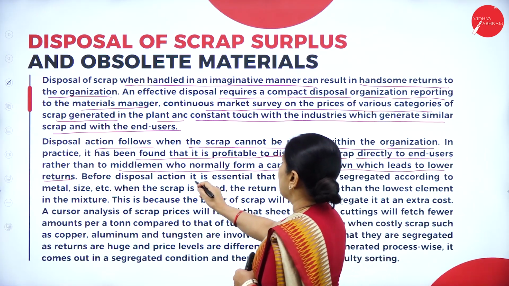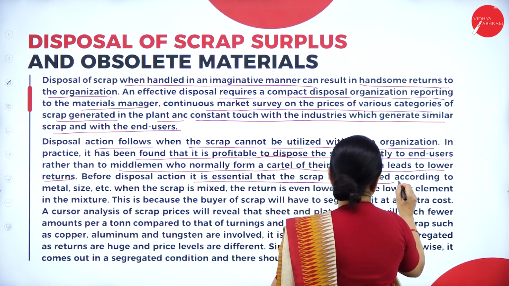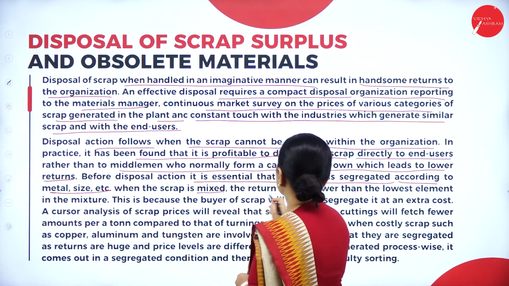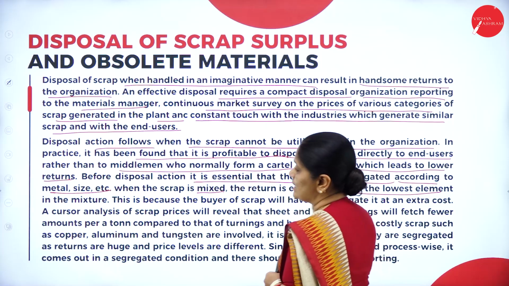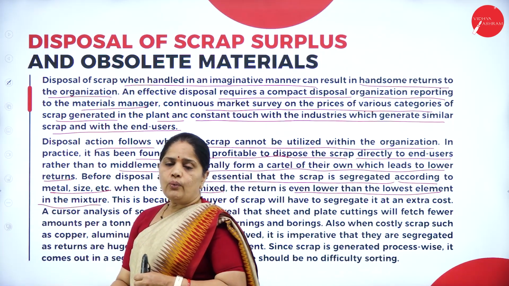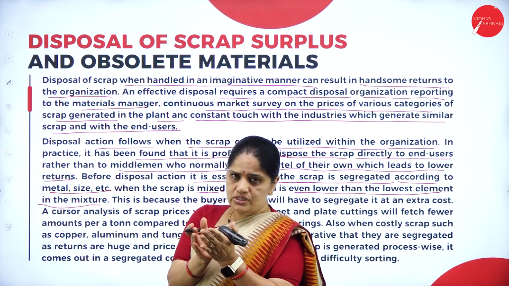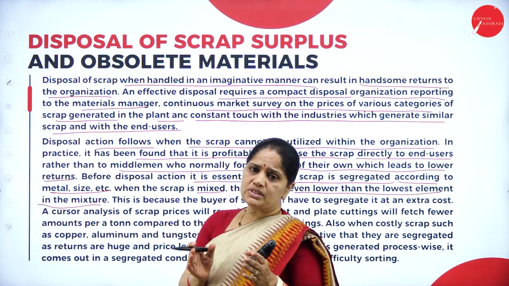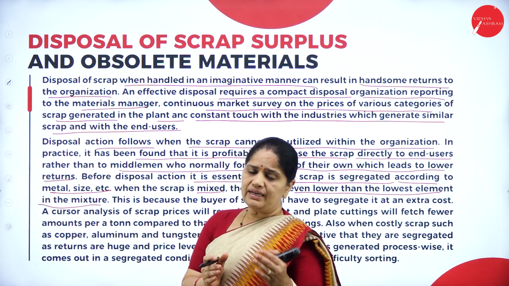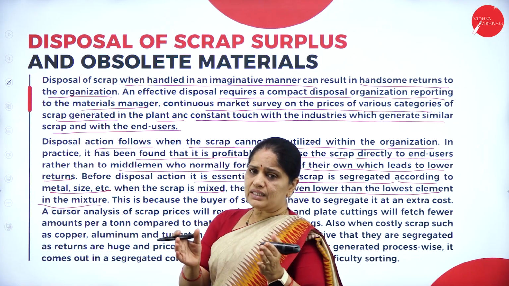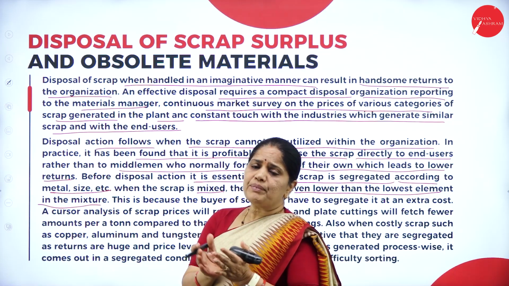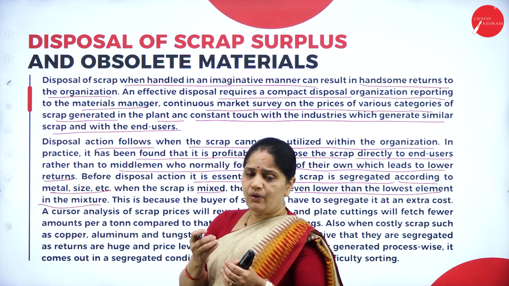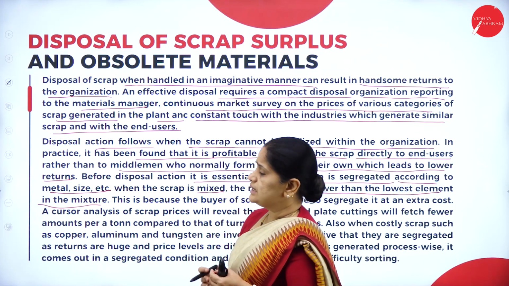Before disposal action, it is essential that the scrap is segregated according to the metal, size, etc. When the scrap is mixed, the return is even lower than the lowest element in the mixture. So when you have a mixture of scrap, try to segregate it and dispose of each one in a different way. If you dispose of the scrap in a mixed way, then the value of the scrap will be the value of the metal which is the lowest in that mixture.